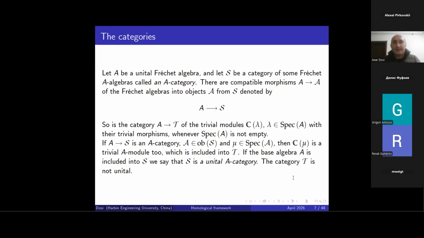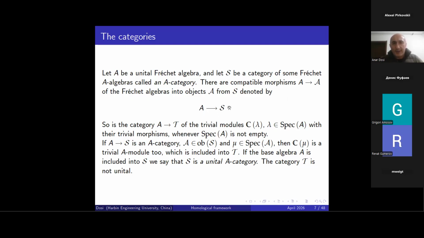Now let me start the categories, what I want to say. Some general constructions. This language is quite useful here. So we fix a unital Fréchet algebra A and some category of Fréchet A algebras. Whatever objects we have here, each is another Fréchet algebra with a continuous homomorphism, which defines the structure of A algebra. Anyway, it's some category with the objects and morphisms altogether.